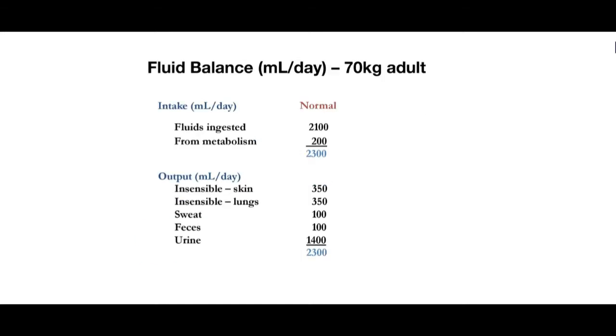All right, so by the way, standard person for this unit, 70 kilogram adult. That's our standard weight. Somebody who in an average day will take in about 2,100 mils, so that's 2.1 liters of fluid a day, just from liquids. From metabolism, you get about 200 mils. So if you're taking in 2.3 liters of fluid every day, then you need to get rid of 2.3 liters every day.